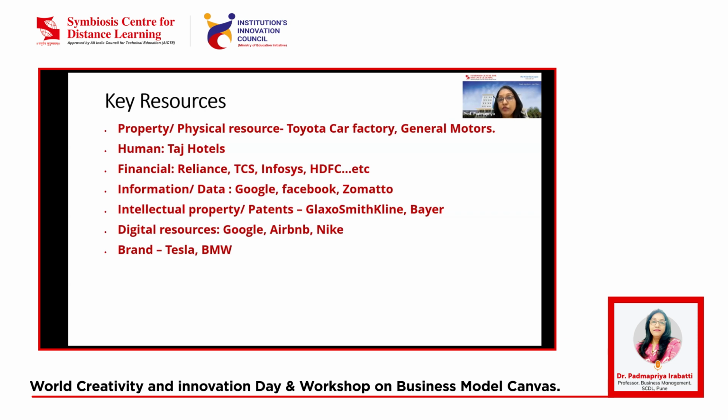Then next is financial resources, which is about your financial status. Reliance, TCS, Infosys, HDFC are all known for their financial resources. Then information resource, like Google, Facebook, Zomato. Nowadays we call data the blood. Data is driving everything. It is a data-driven society, so those who have data are the richest. This is how the picture is going to become in the coming days.